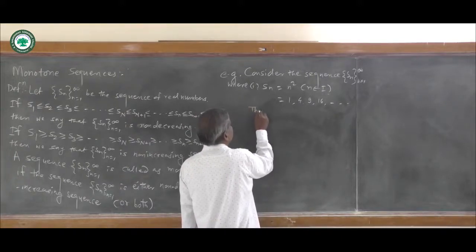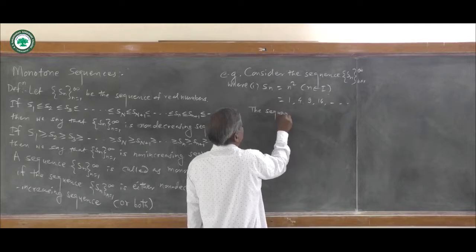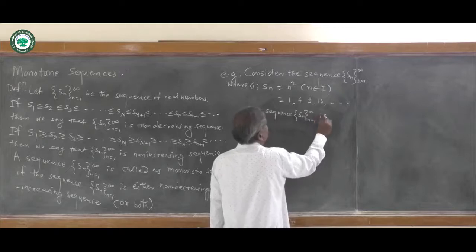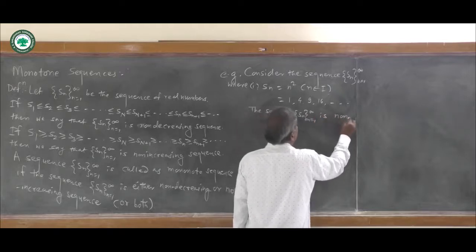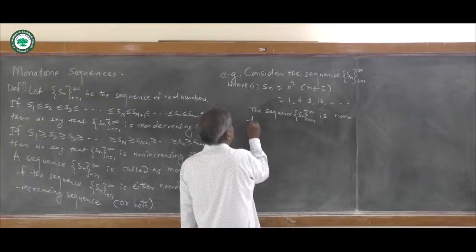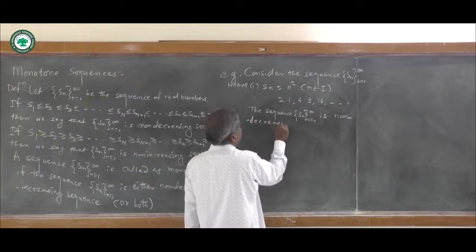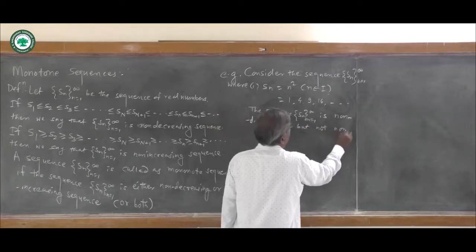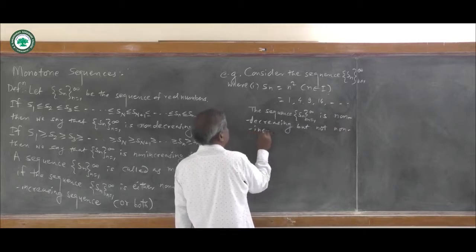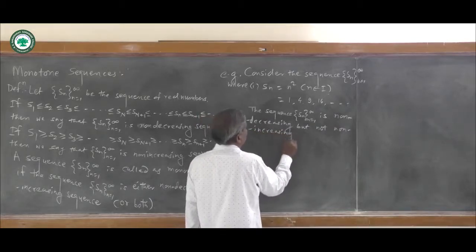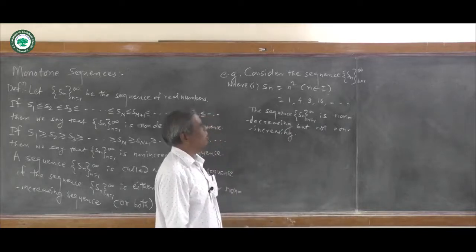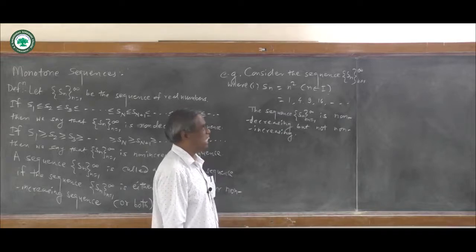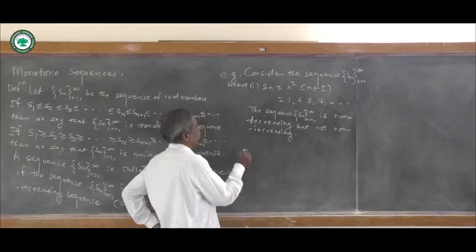The sequence S_n, n is equal to 1 to infinity, is non-decreasing but not non-increasing. The sequence is a non-decreasing sequence of real numbers. It is not a non-increasing sequence of real numbers.